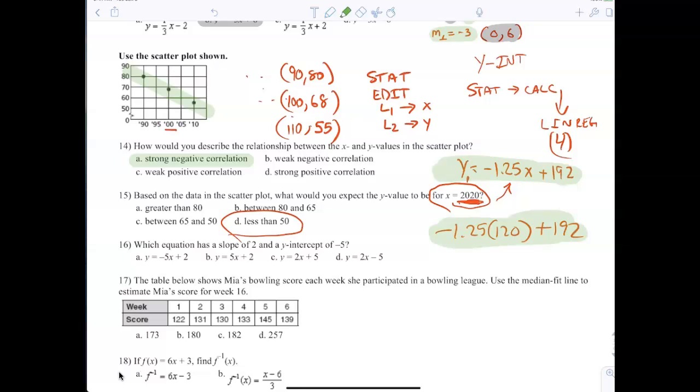The equation is negative 1.25. Come on, you gotta put it in. You didn't type it in; you didn't put in the X. You see how you left out the X? Anybody else? Everybody's good? All right, let's move on.